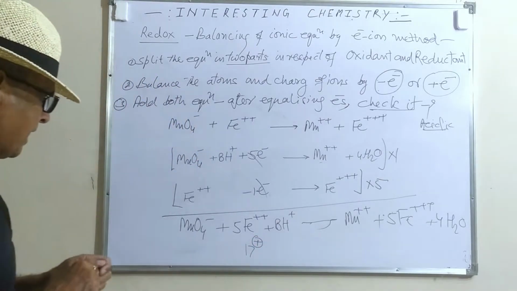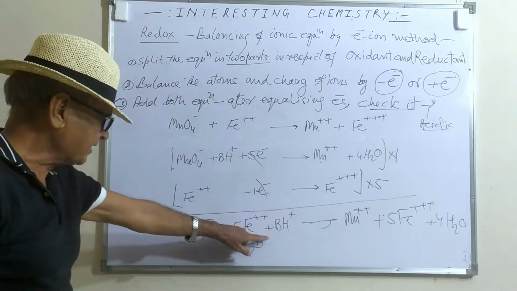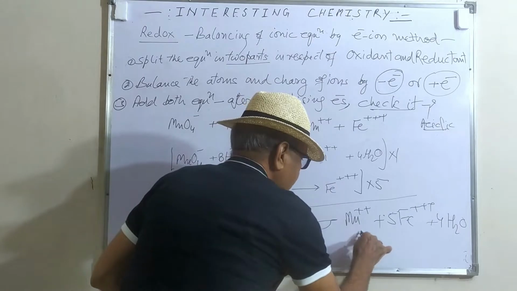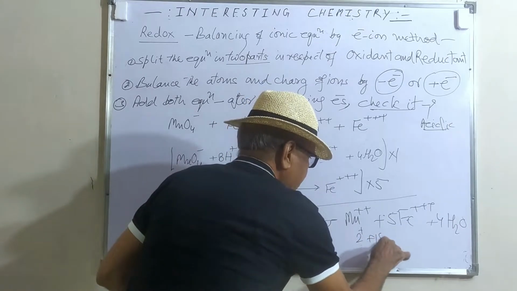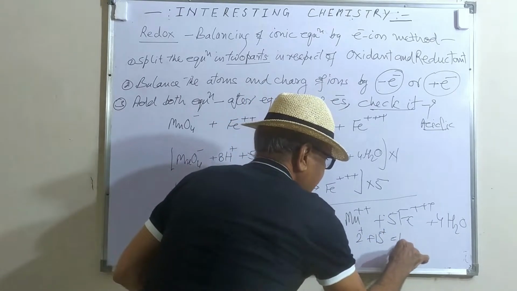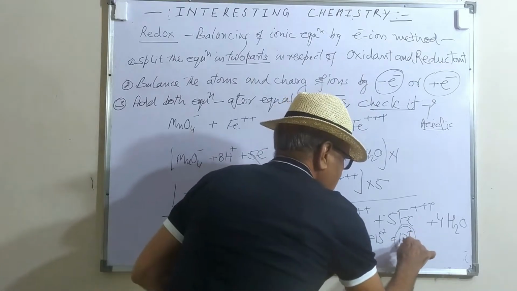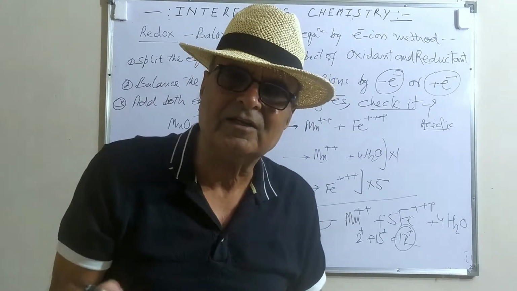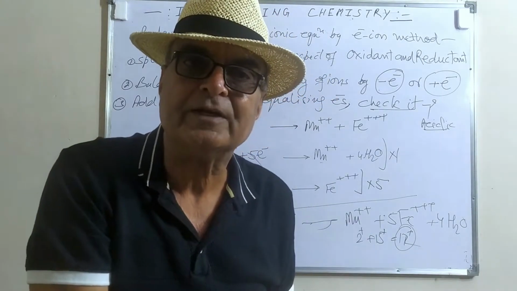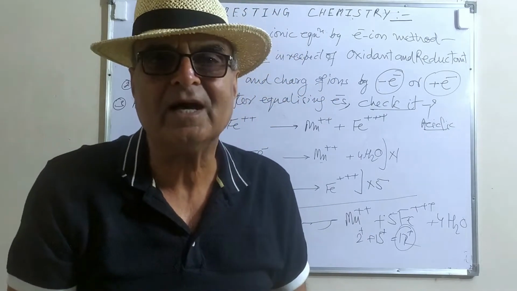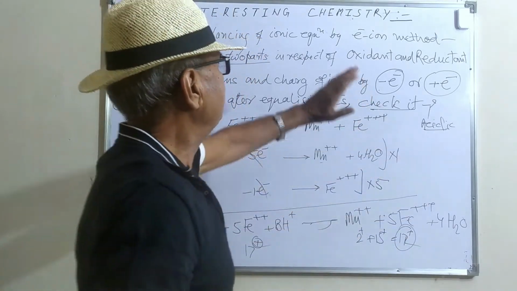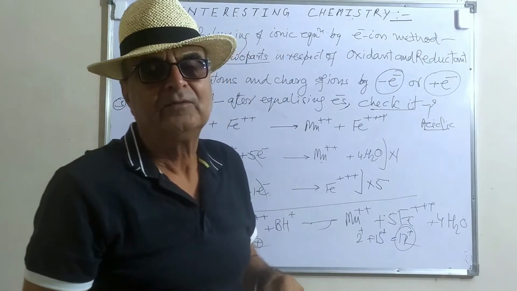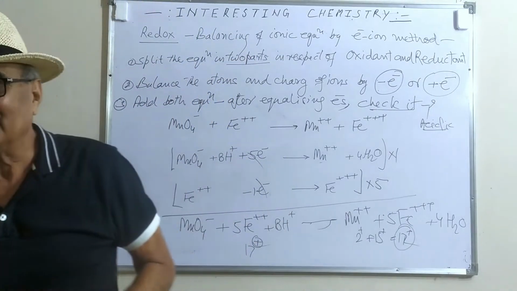Total positive charge is 17 in the reactants. And here, in this case, 2 positive plus 15 positive. So again, our charge is also balanced. So it's a balanced equation in this way. It's a practical way to balance the ionic equation with the help of the electron-ion method.